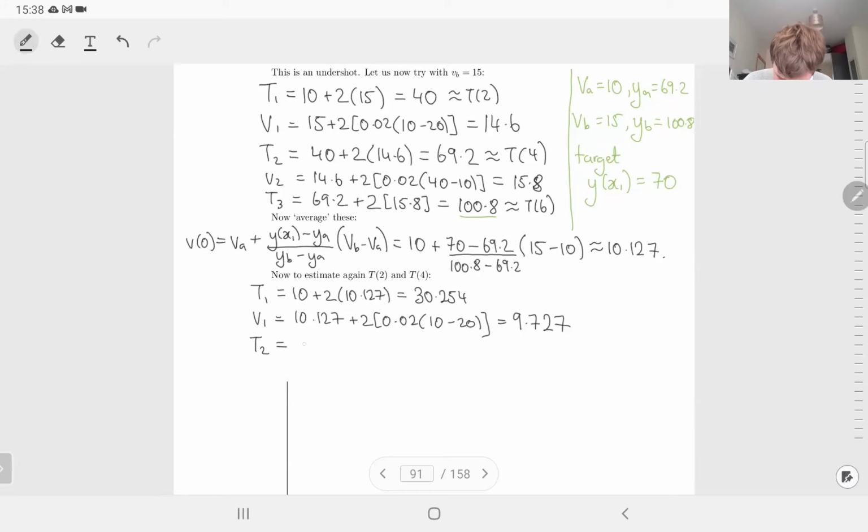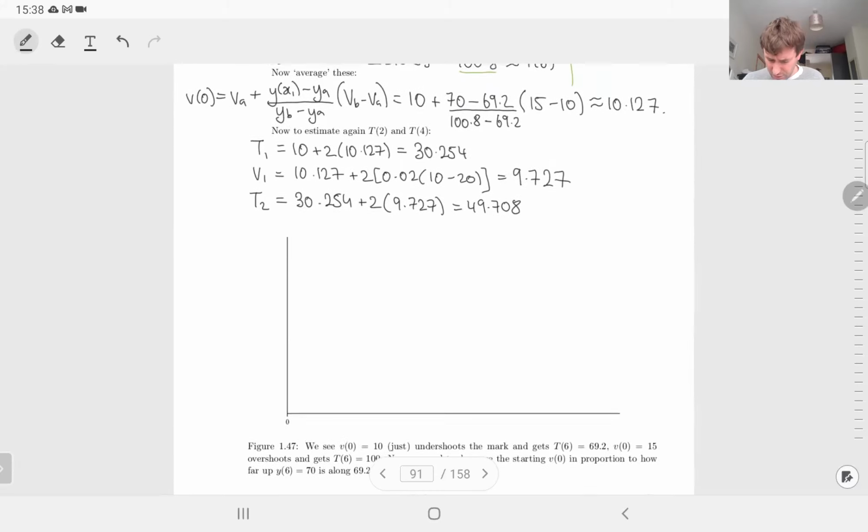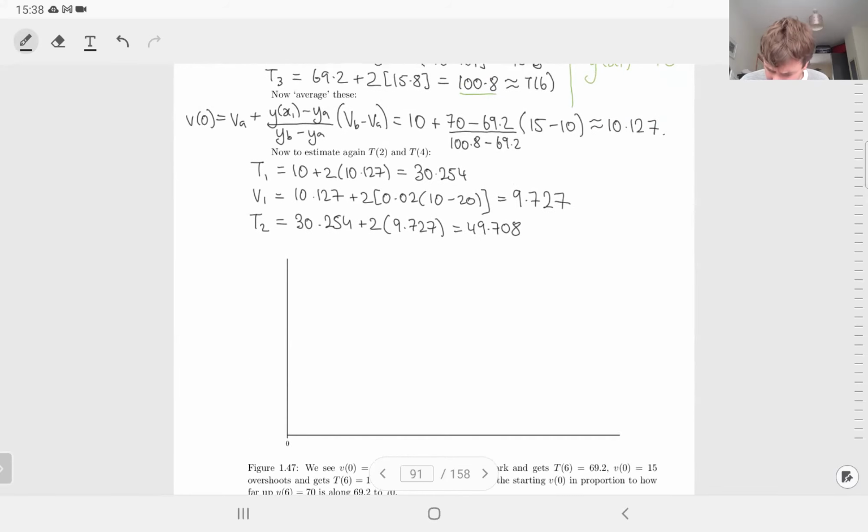So T2 then is the previous T value, which is 30.254, plus the step size, 2, times the previous slope, which is 9.727. I guess 30.254 plus 2 by 9.727, 49.708. So that's us done, but we'll just keep going to show what's going on here.